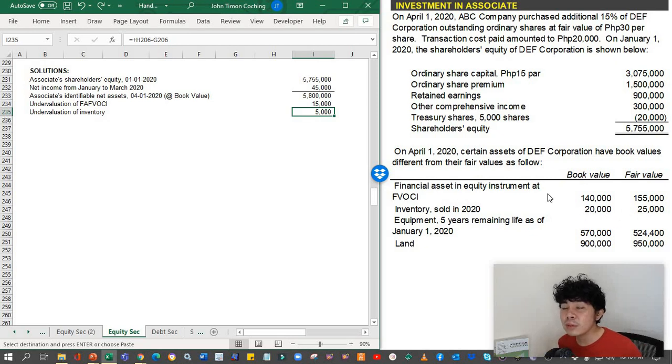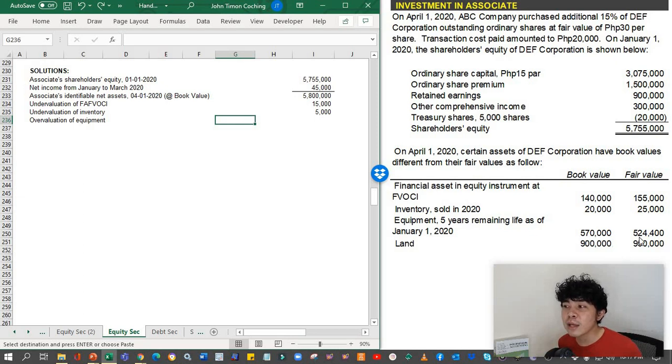Then, for the equipment, kung i-compare natin yung dalawa, ang book value is 570. Then, the fair value is 524,400. So, mas malaki ngayon ang book value ng equipment. So this time, ang tawag na dyan sa difference ng dalawa is overvaluation ng equipment. So magkano ang overvaluation nilang dalawa? So yun yung difference ng dalawa. So ngayon, out of 5.8 million, ang value ng equipment na kasama dito sa 5.8 million is 570,000 pesos.